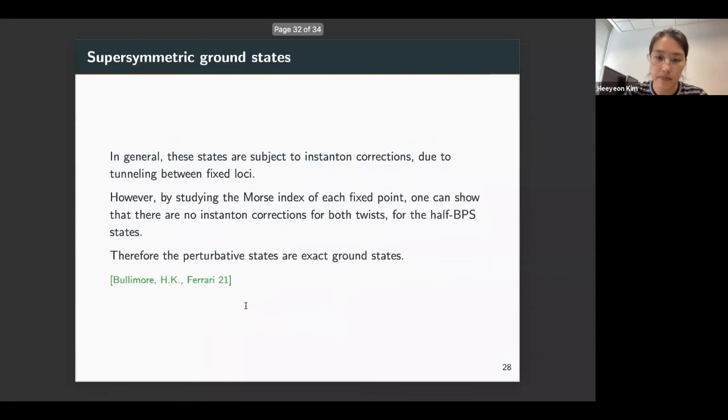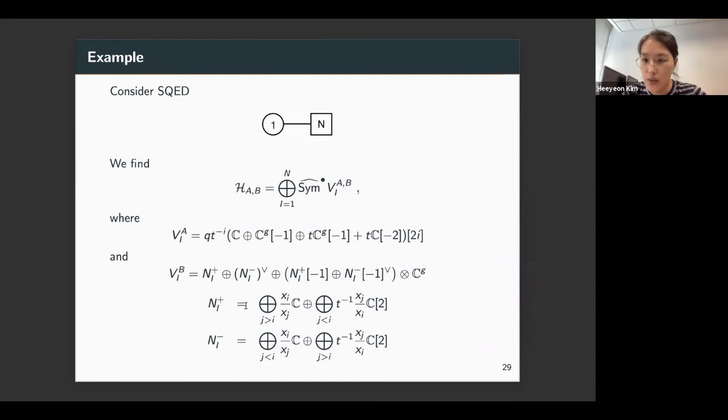So this is an explicit example, just to show you that we can write things down explicitly as a graded vector space. For SQED, we find that from the description that I just gave, the Hilbert space is given by this expression here as a sum of the contribution from each fixed locus of the flavor symmetry action. For the A twist, we have two gradings, one with the homological grading and another grading with respect to this U(1)_P symmetry. And in addition to that, we have a grading for this Coulomb branch symmetry. And for the B twist, we have an additional grading for this Higgs branch symmetry that I denoted by ξ.